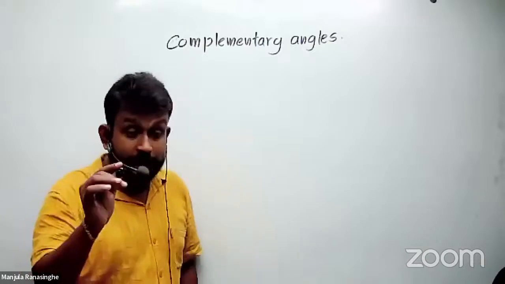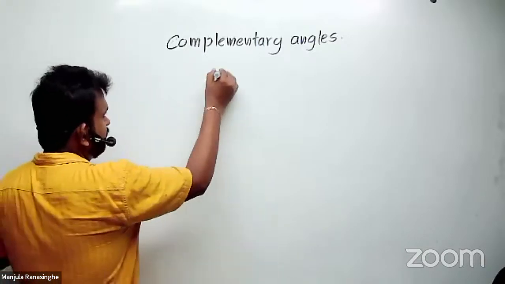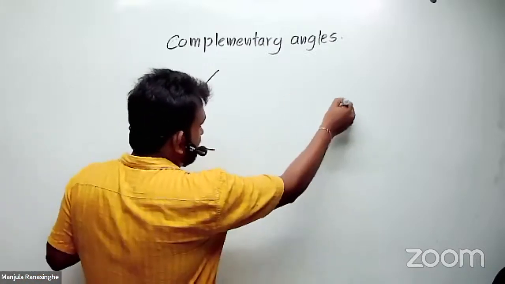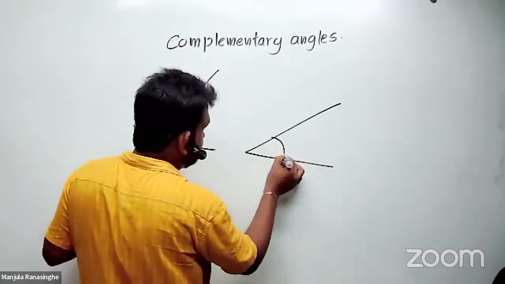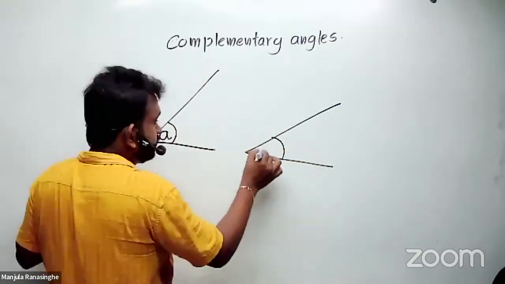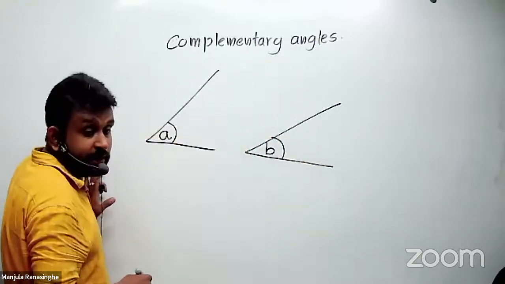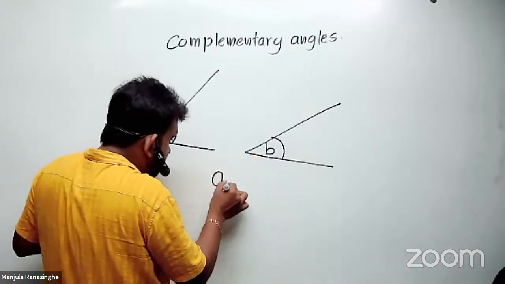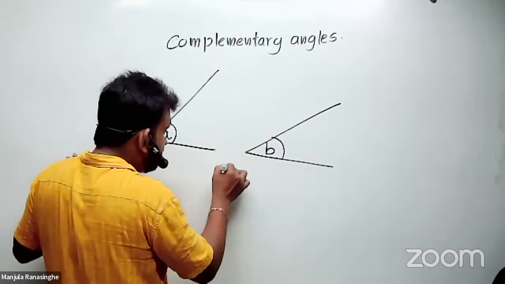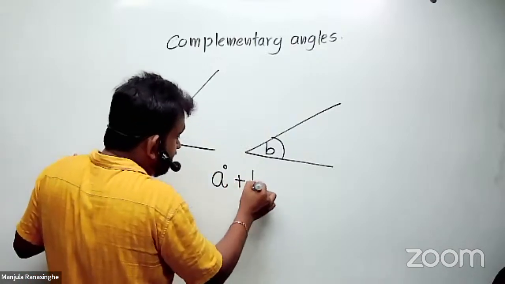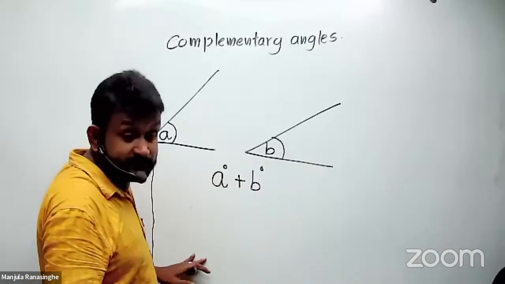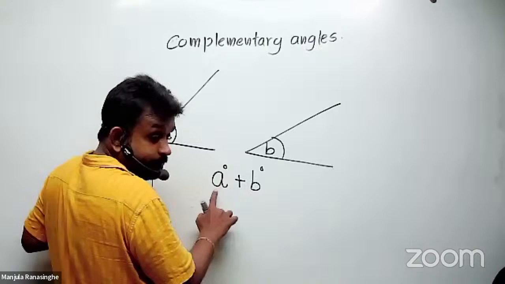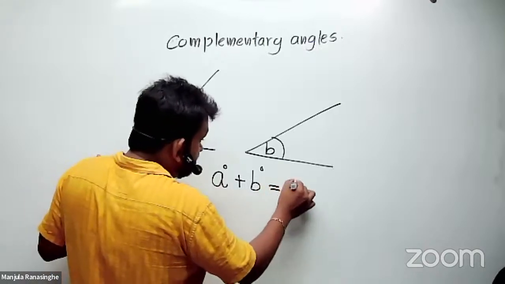If we have two angles, imagine this angle and we have another angle. This is named A, this is named B. So if we add these two angles' magnitudes, that is A degrees plus B degrees. Angles are measured in degrees. So the sum of A and B equals 90 degrees.